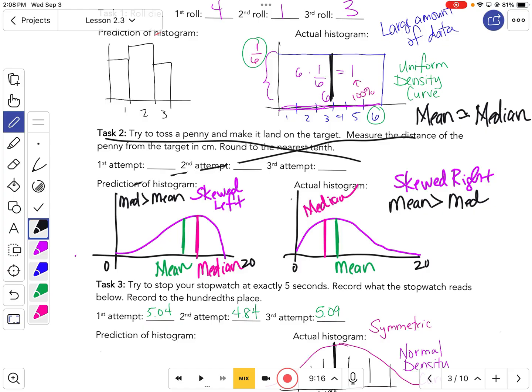But the nice thing is, mainly, we're going to fool with a uniform density curve and a normal density curve, where the mean's going to equal the median. They're going to be in the same place. So that's why I give you those other ones as a reference.